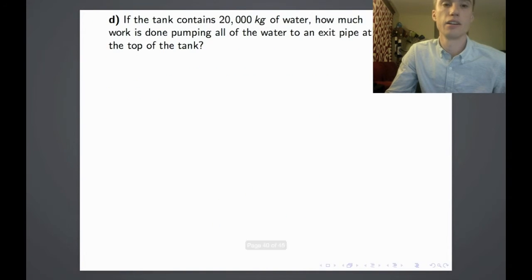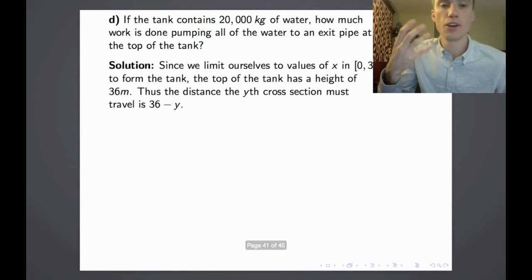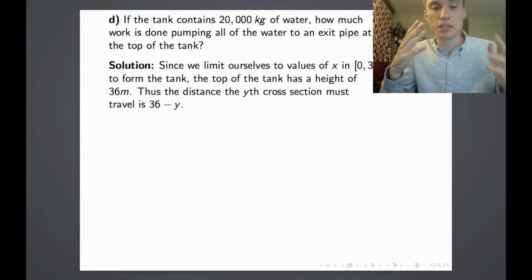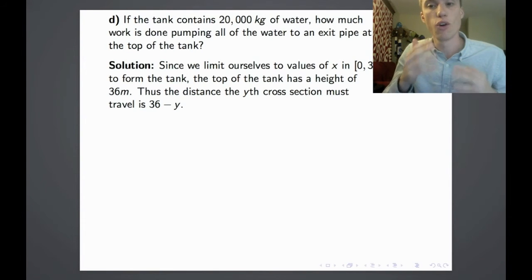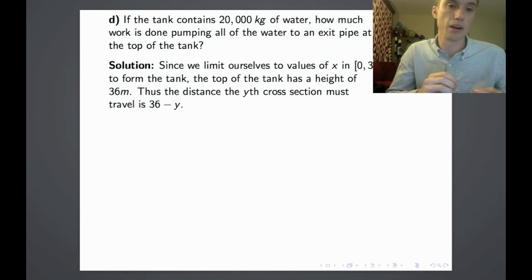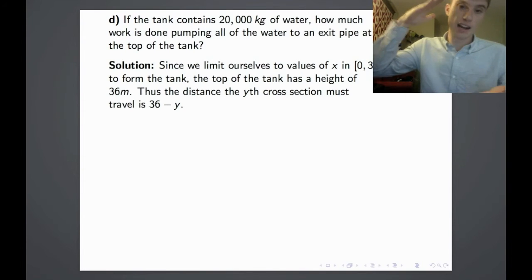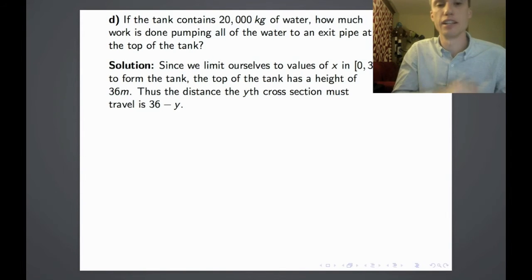For part D, we've filled up the tank with this 20,000 kilograms of water, and we're going to calculate the work done draining that water out of an exit pipe at the top of the tank. Now note that our tank is 36 meters tall. How do I know that? Well, it's formed by the curve y equals 4x squared for x values between 0 and 3. At x equals 3, this function 4x squared obtains its maximum value, and this maximum value is 36. Thus, the max height of the tank is 36.